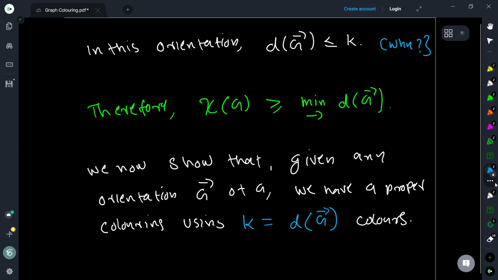Right? If we can do that, then we are good, right? Then we know that it is actually also less than or equal to 0. So how do we do that? Given any orientation, we look at the longest directed path in this particular orientation, and then I can come up with a coloring using that many colors.